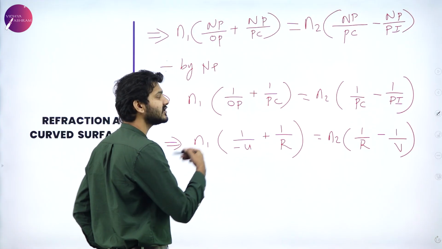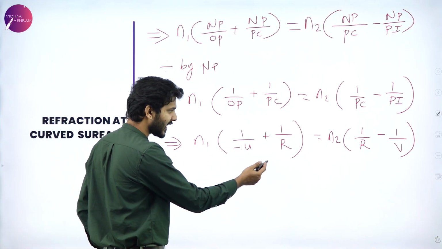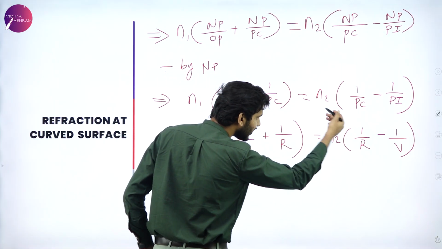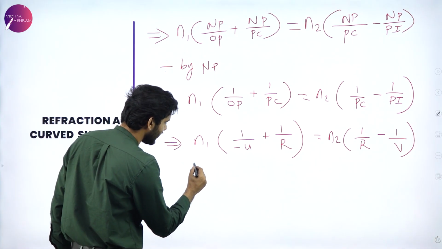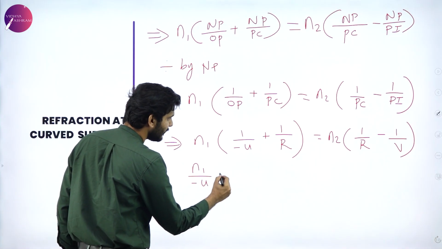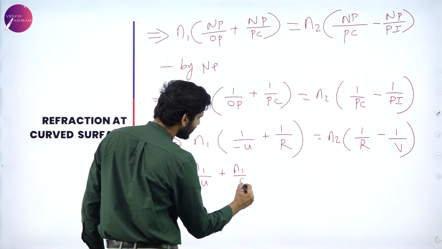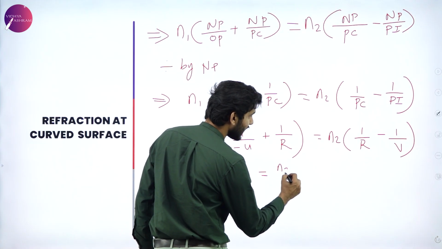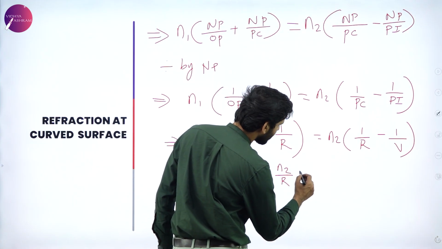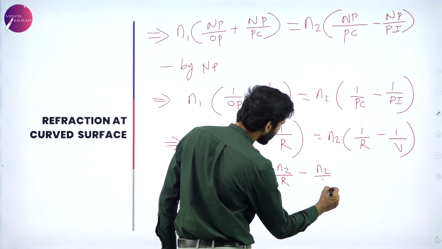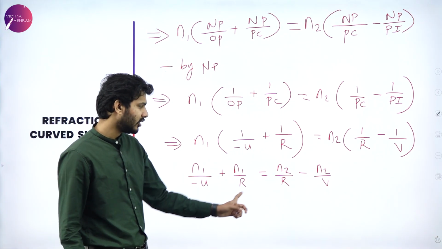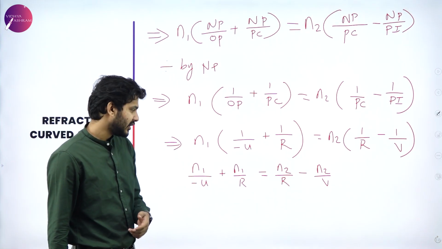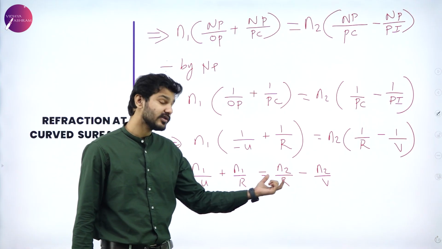Now, if I rearrange this particular equation, that is, if I open the brackets and rearrange that particular equation, I'll take 1 by R and 1 by R to one side. I'll take the 1 by V to one side. Then I can actually say that N1 by minus U plus N1 by R is equal to N2 by R minus N2 by V. So I'm going to take all the terms with the R together, and I'm going to take all the terms with the V and U together. That is image and object together, the radius of curvature terms together.